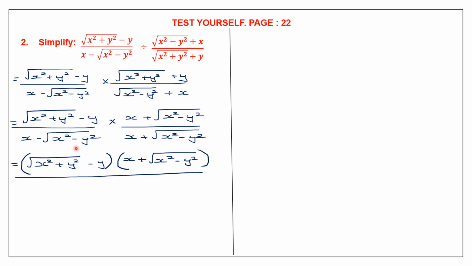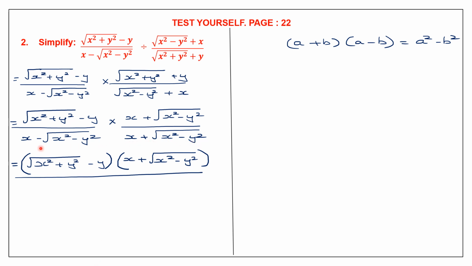So we can take this whole thing as a minus b into a plus b. And what is the expansion for that, or the formula for that? x square minus y square. So a square minus b square. So if we have this a plus b into a minus b, the identity is a square minus b square. So here we have it in the same format. So this is a and this is b.